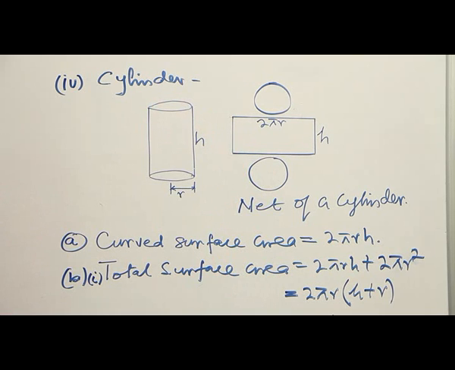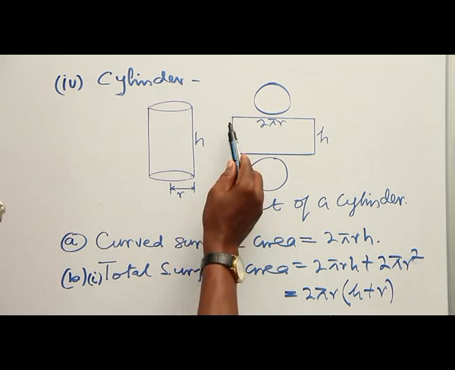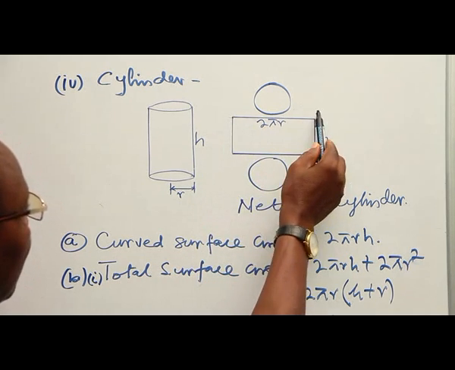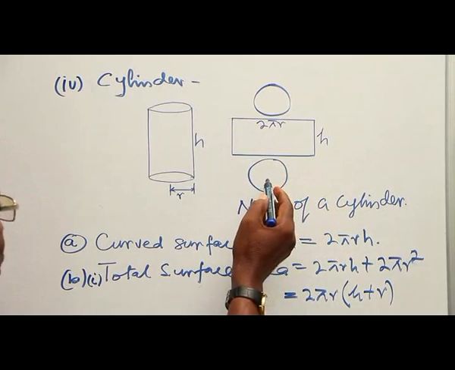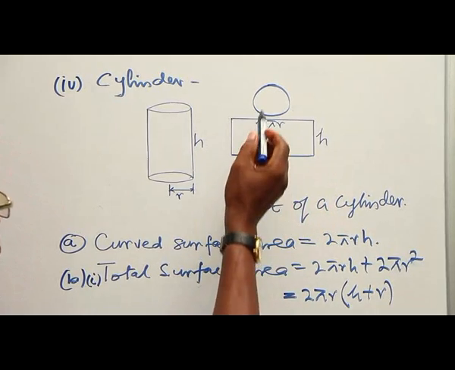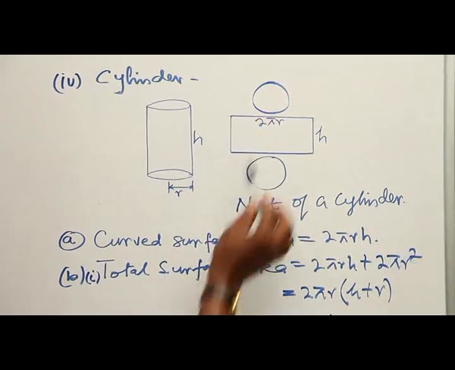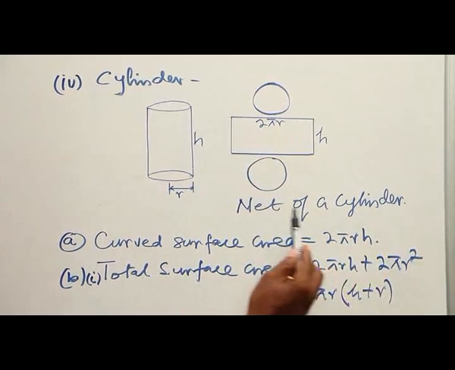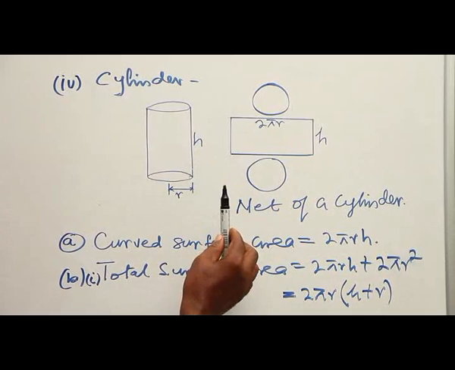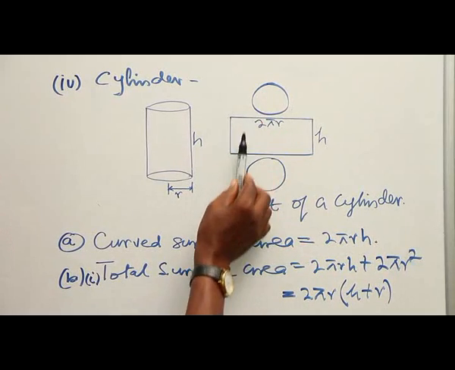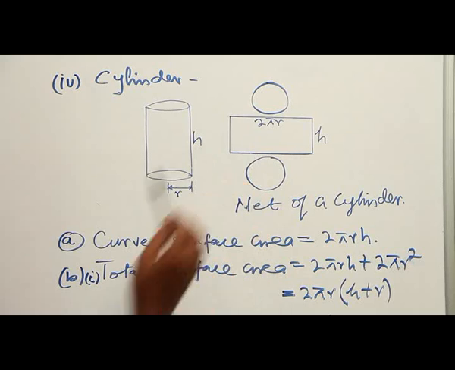And you know, to measure the circumference, we use the formula 2 pi r. That is why this stretch is 2 pi r and the height is h. And of course we have the circle that has the radius, and this circle that also has its radius, the same radius. So this one is the net of a cylinder. So the net of a cylinder is made up of two circles and a rectangle.